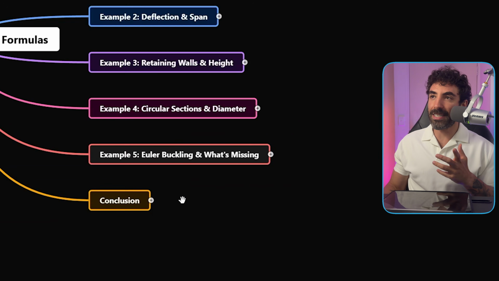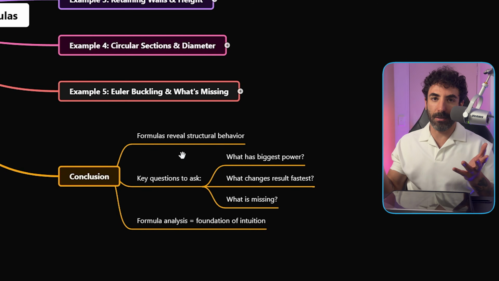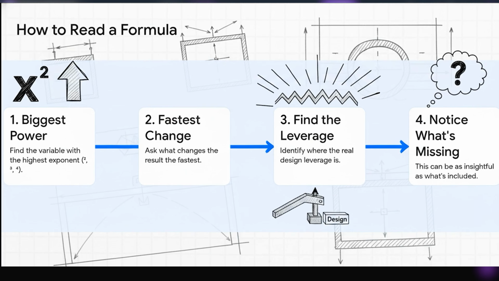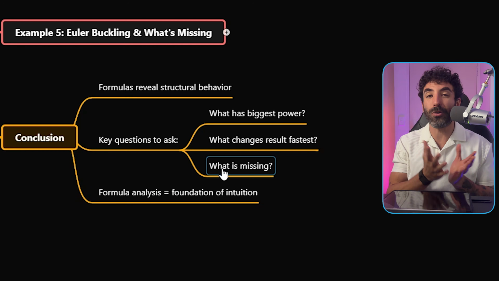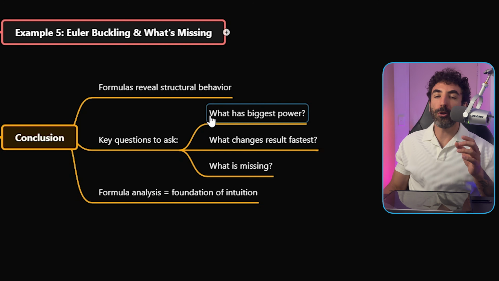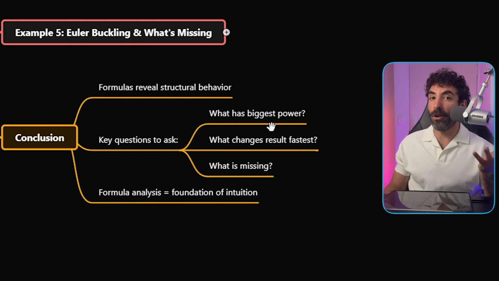Okay, so what all these examples are really showing is that formulas are not just there to give you an answer. They are there to show you how the structure behaves. They show you which variables are doing the heavy lifting, which ones grow fast, which ones barely move the result, and sometimes which ones are not even in the formula at all. So that is where a lot of structural engineering intuition comes from. Not just solving the equation, but learning to read it. So when you look at a formula, a few good questions to ask are: what variable has the biggest power? What changes the result the fastest? What is the real leverage in this problem, and what is missing from the formula?